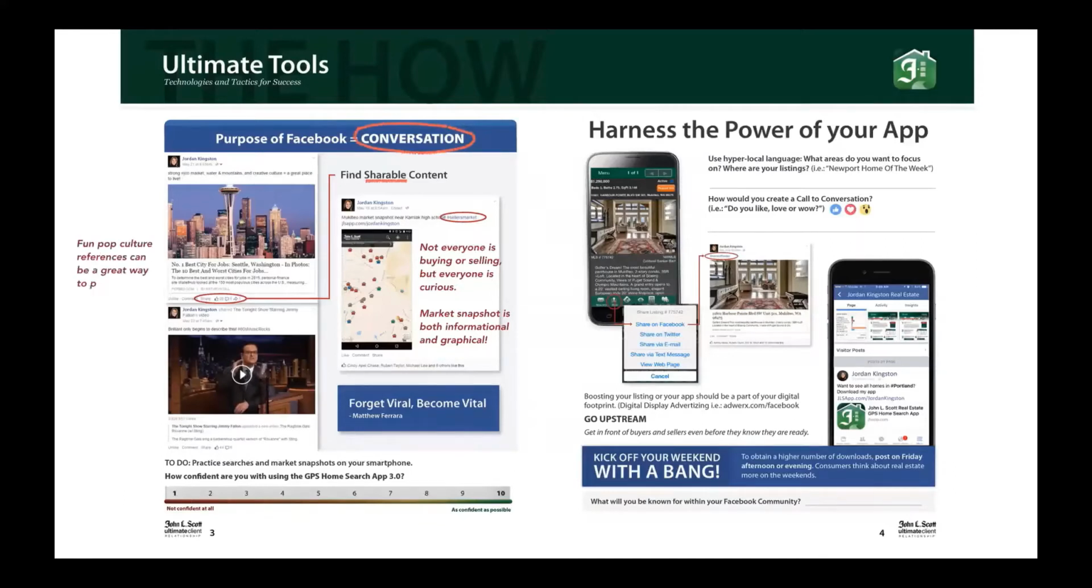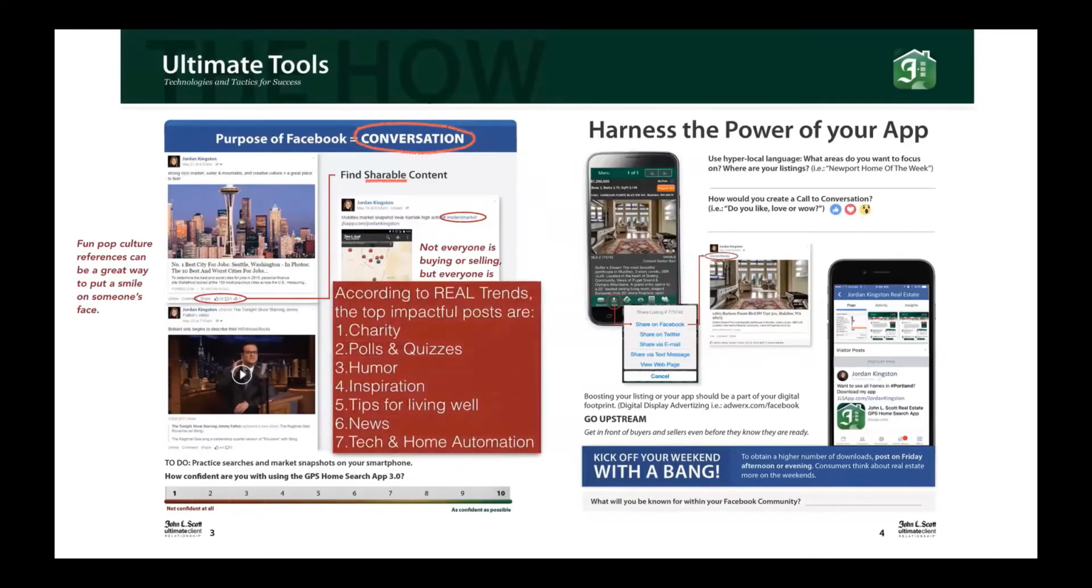Now, pop culture references are a great way to connect with people. There are viral videos out there you want to do, and they'll connect with people and they'll make them smile. And the numbers prove it. When people share things like charity, so things that connect to giving and that make the world a better place, that's the number one impactful post. Number two are polls and quizzes. And what we mean by polls and quizzes are those questions you're asking, those calls to conversation. What do you think about this? Or has it been your experience that this has happened? Those are called polls and quizzes.